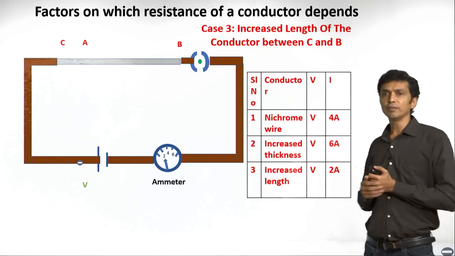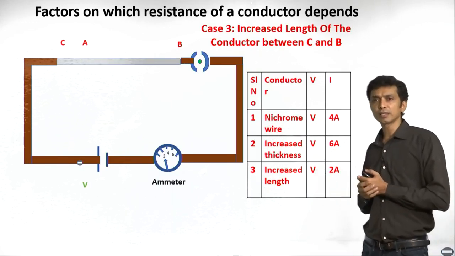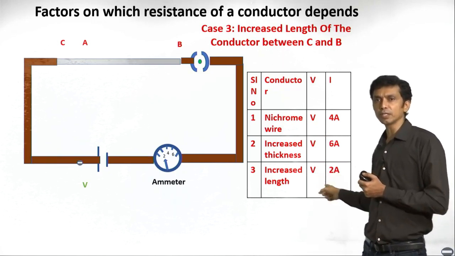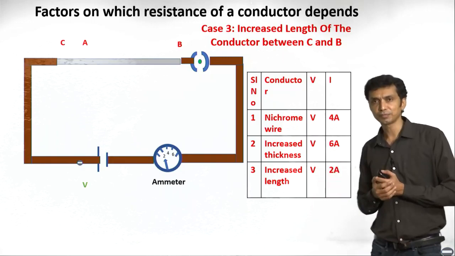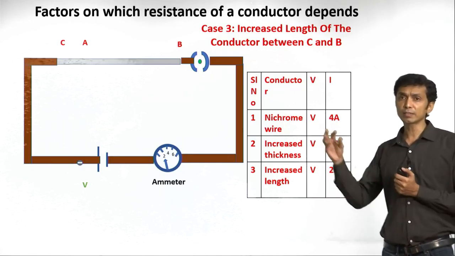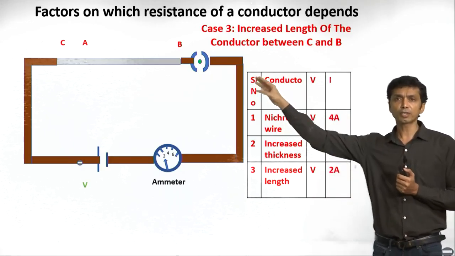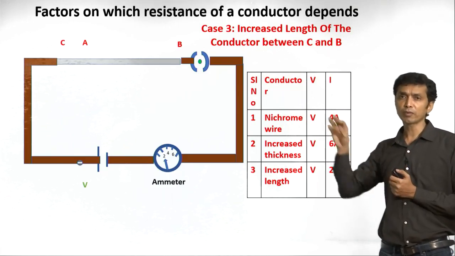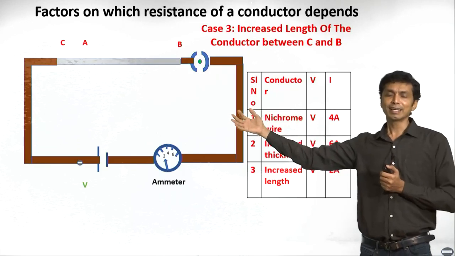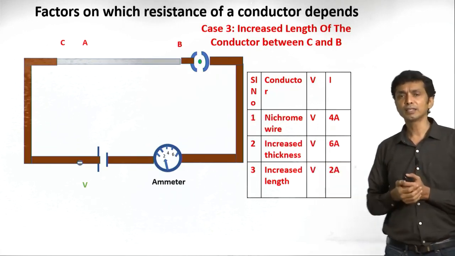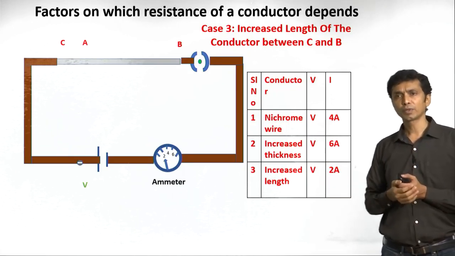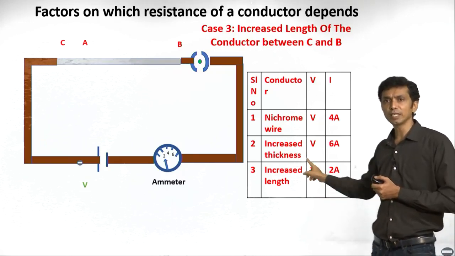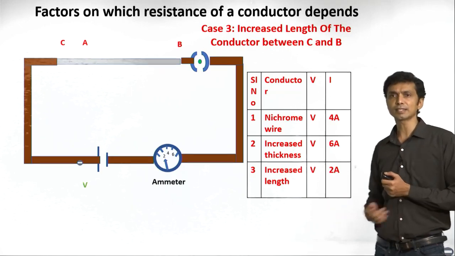So, when we increase the length, in this third case, and we remember we have maintained the same potential difference V, the current is less. Less current means fewer charges are passing through the wire CB. Fewer charges passing means more resistance in the wire. So, when we increase the length, resistance is more. When we increase the thickness, resistance is less.